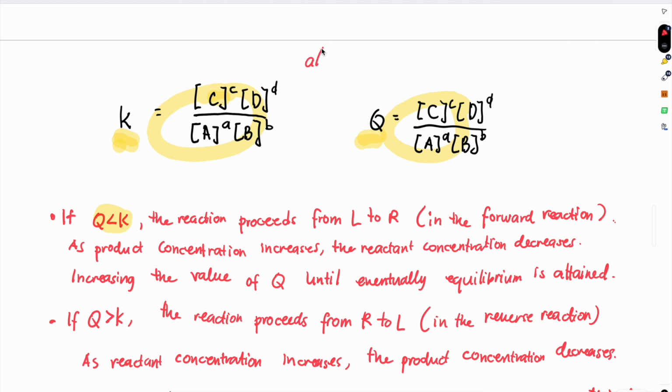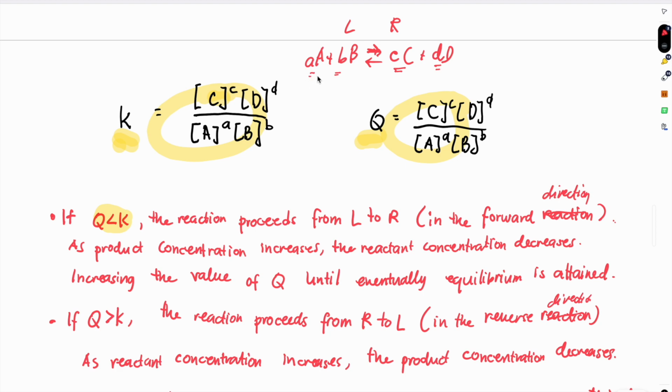Example, remember A plus B going to C plus D, right? So if the Q we solved is less than K, then the reaction proceeds from left to right. So this one is the forward reaction, this should be the direction. It means that as product concentration increases, the reactant concentration decreases. If your concentration here increases, whether molarity, molality, percent by mass, percent by volume, or parts per million, the concentration of the reactant decreases.